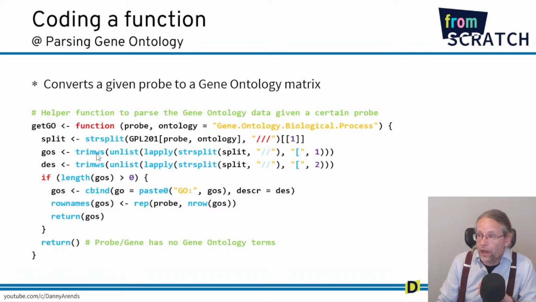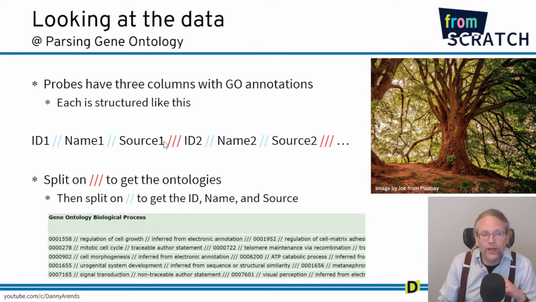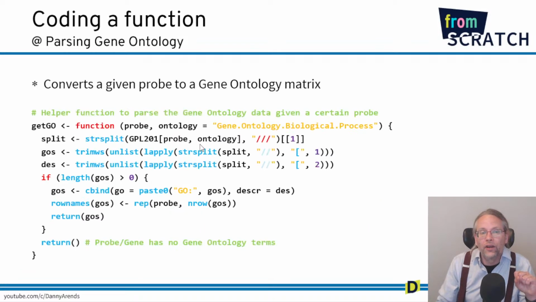So trim WS removes all of the white spaces at the beginning and at the end. And this is because sometimes there's a space at the beginning and there are spaces in between here as well, right? So you can see that it's source 1, space, 3 forward slashes, space, ID2. So ID2, when I split it, comes as space, ID2, space. And I don't want the spaces at the beginning. I don't want the spaces at the end. That is why I can use the trim WS. And then this will give me the GeoIDs.